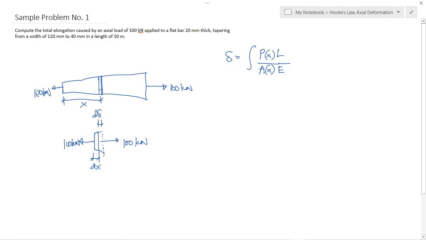Now, what is the cross-sectional area? The thickness is 20. Okay, so A, the area, is equivalent to the thickness multiplied by... when you cut here, what is the cross-sectional area there? Of course, thickness multiplied by the width. This width here, this one.